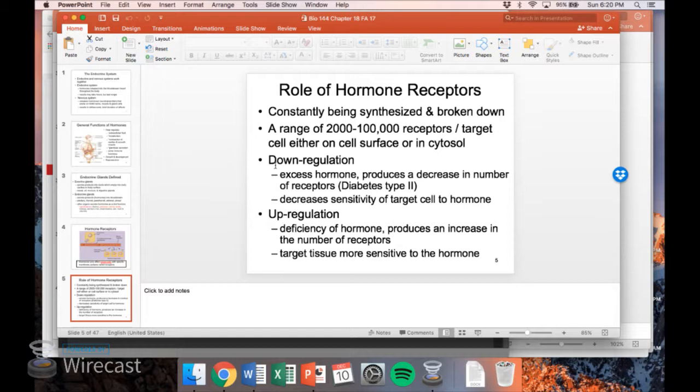Downregulation is like if someone is yelling at you, right? You're going to step away, maybe put your fingers in your ears so you can actually hear them at a regular level, but then if you've walked away or you're in the next room and they start talking at a normal level, you're not going to be able to hear them. So downregulation is if you make too many hormones, too high of a level of hormone, and you decrease the number of receptors, which decreases the sensitivity. Upregulation is if you don't produce enough hormone, you're going to get an increase in receptors, and that's going to make you more sensitive to the hormone.